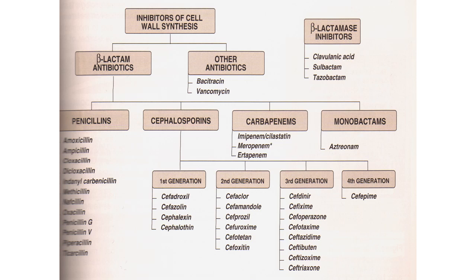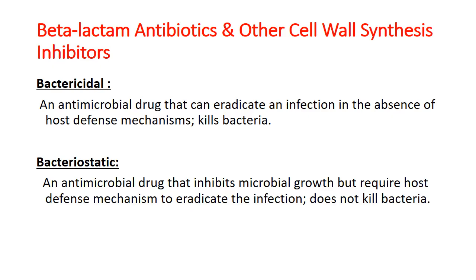There is another group in this category, which is the beta-lactamase inhibitors. We have clavulanic acid, sulbactam, and tazobactam. This group is not antibiotic on its own, but it helps other antibiotics by inhibiting the beta-lactamase enzymes, which destroy the beta-lactam group and end the work of the antibiotic. So it potentiates the action of the antibiotic. Beta-lactam antibiotics and other cell wall synthesis inhibitors.